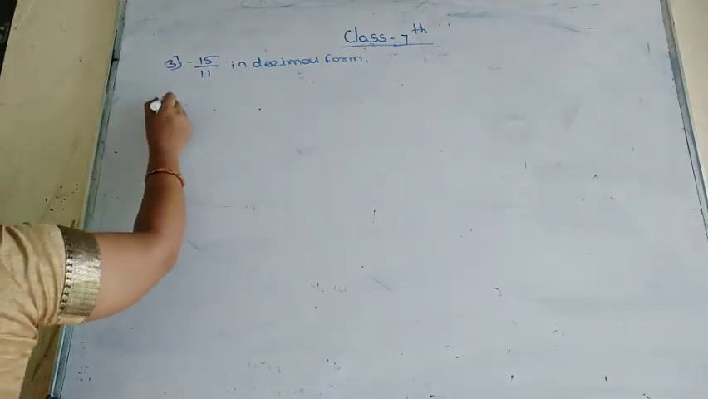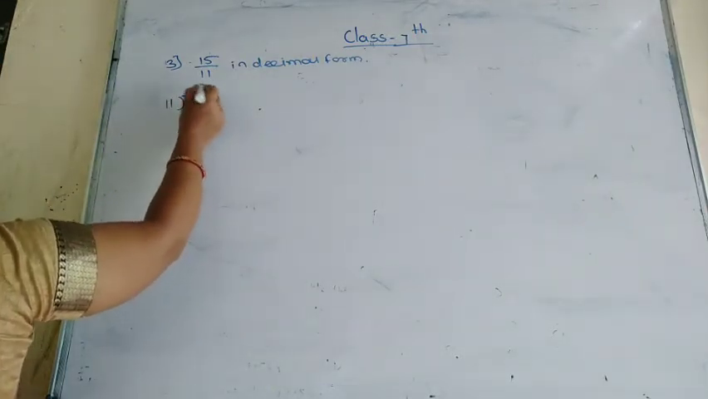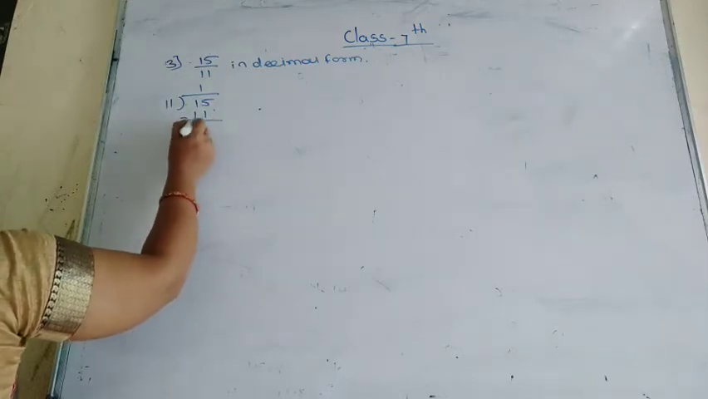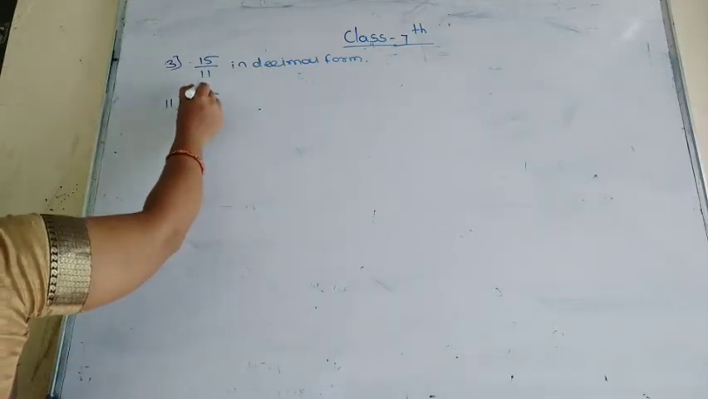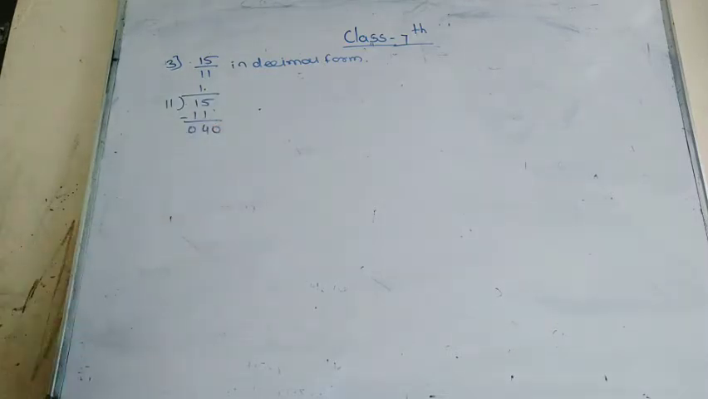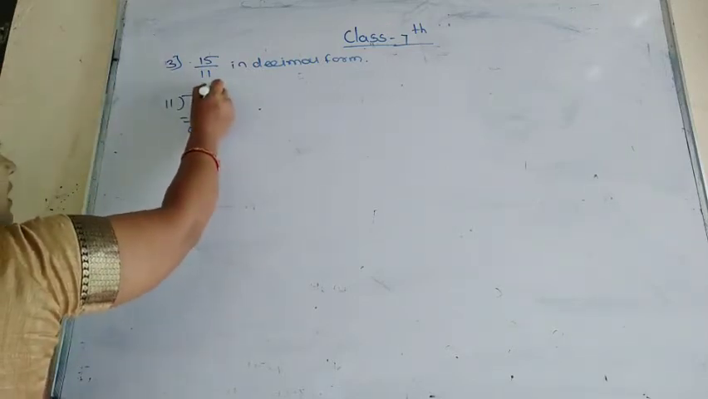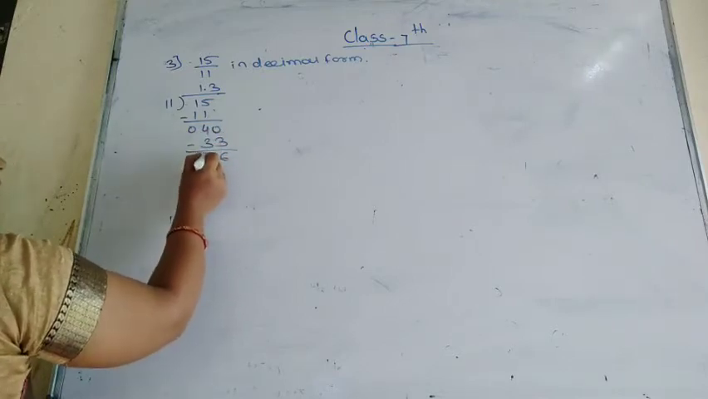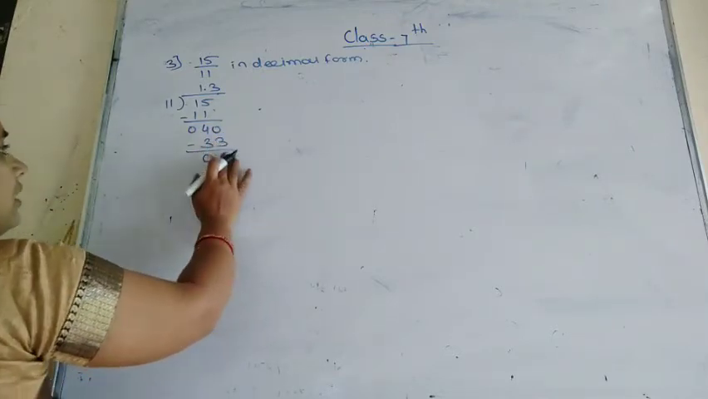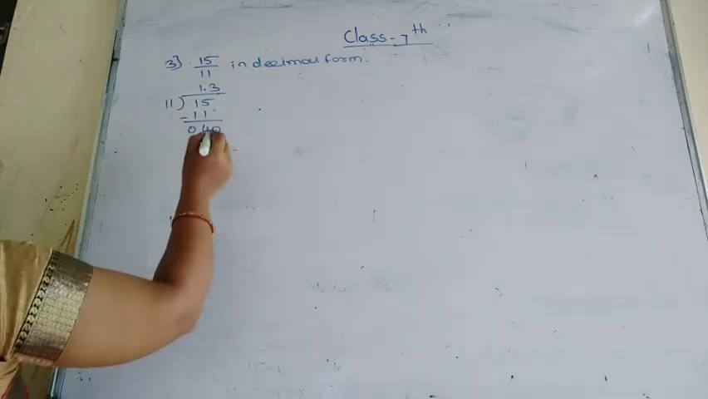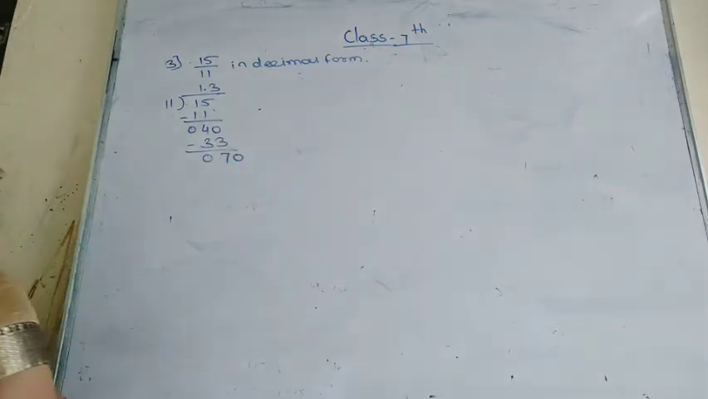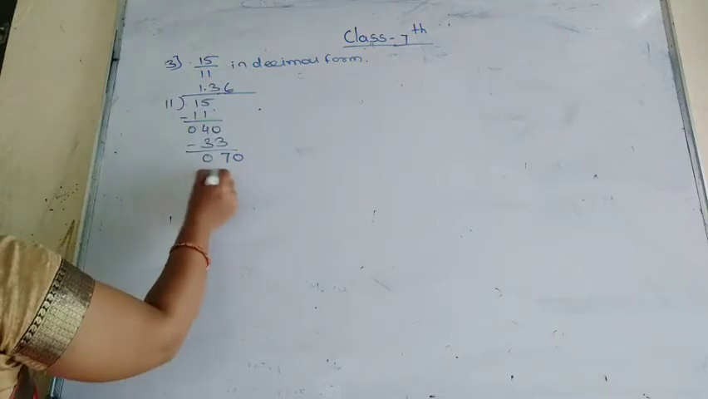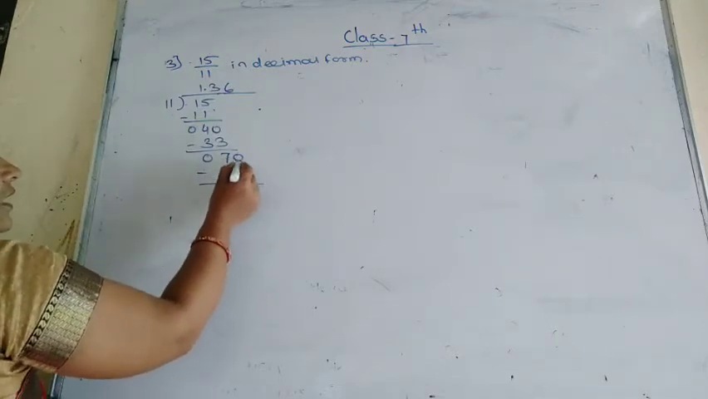Here, 15 by 11, you divide by 11. 11 ones are 11. Here 5 minus 1, 4. Then you write a decimal point here and take one 0. Again, 11 3s are 33. 11 4s are 44, a big number. Then 10 minus 3, 7. Then again you take one 0. Then 11 6s are 66. Then here 10 minus 6, 4.